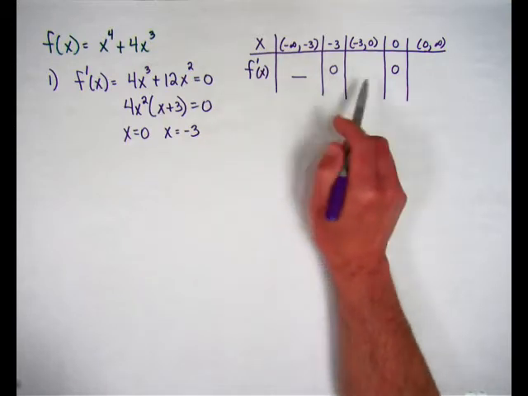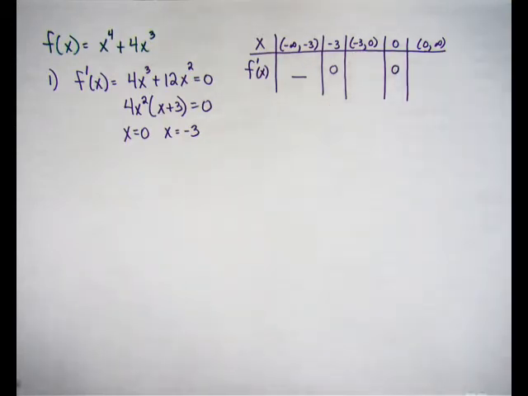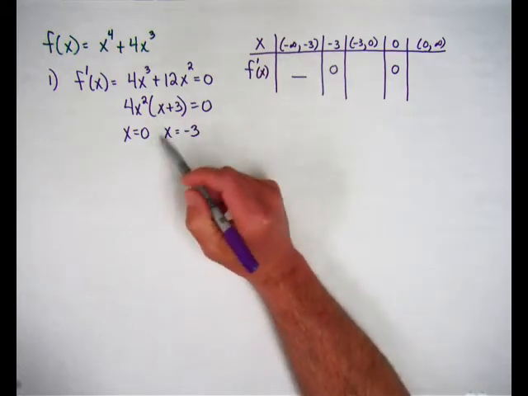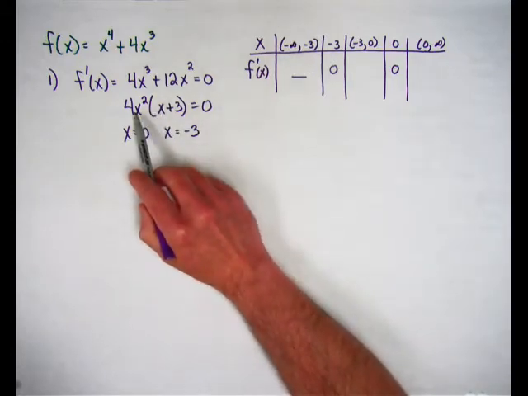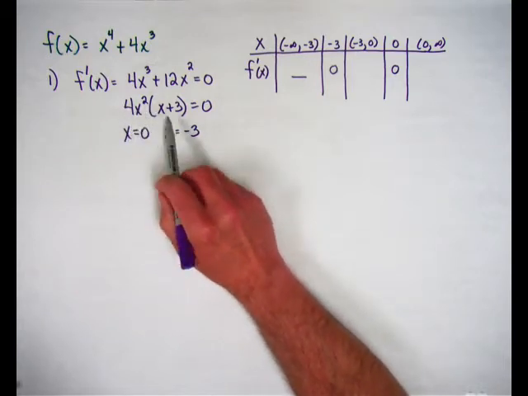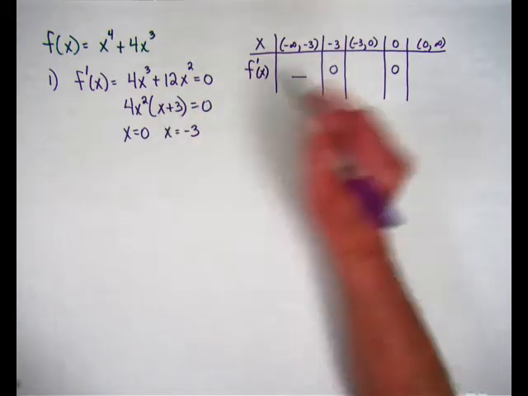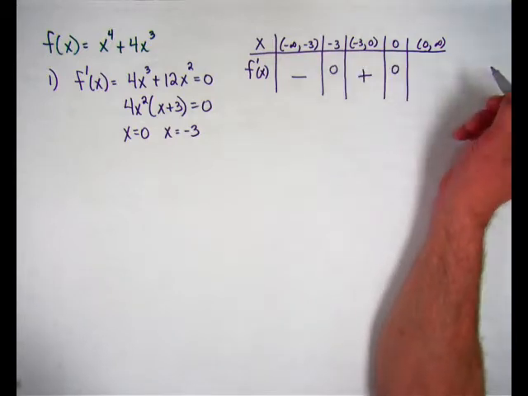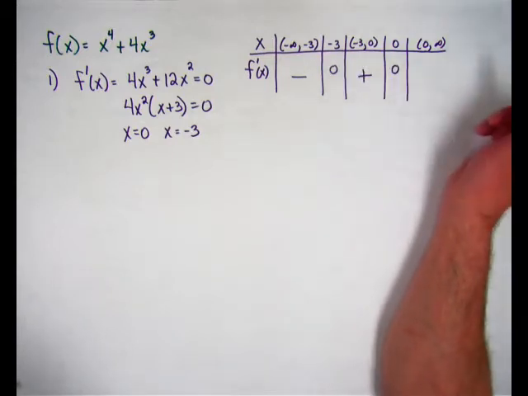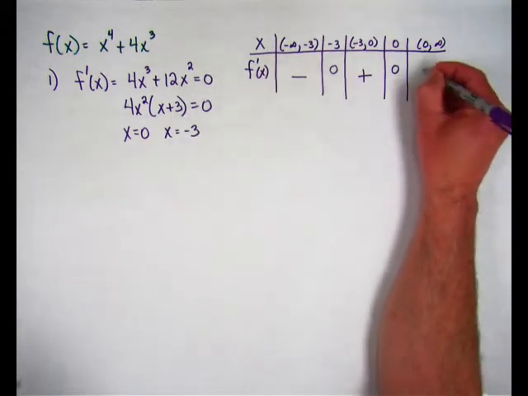Now continuing on in my test, pick something between negative 3 and 0. So let's say I pick negative 2. This is positive. These are the little shortcuts you can pick up on. Because this is being squared, I can basically ignore that part of the derivative. Really all I'm testing is the x plus 3. So if I plug in negative 2, negative 2 plus 3 would be positive. And for something between 0 and infinity, let's say we picked 1, 1 plus 3 is positive as well.